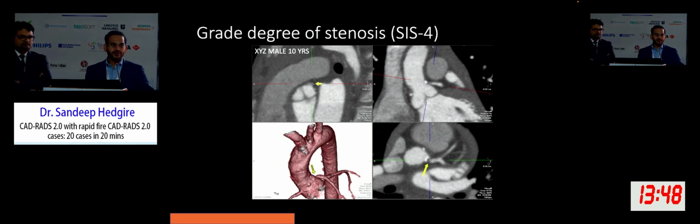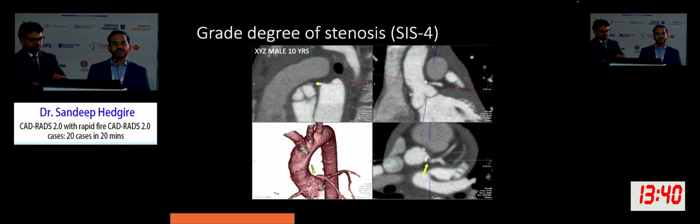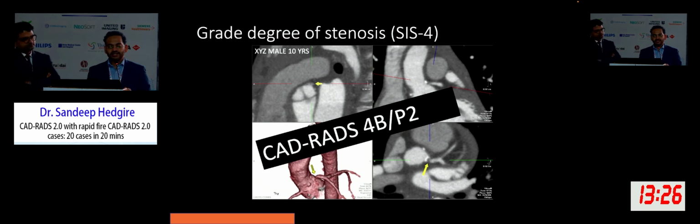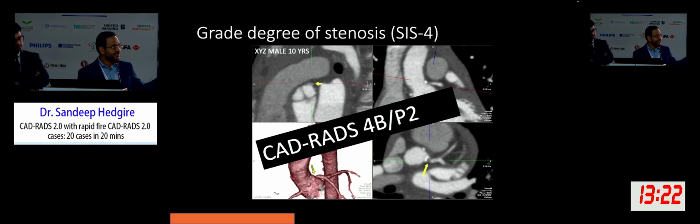Excellent. So please note that involvement of the left main, which is more than 50% stenosis, right? That threshold is different for left main. For left main it's 50%, for rest of the vessels it's 70%. So if you have a left main stenosis greater than 50%, it is automatically an upgrade to CAD RADS 4B. And because segmental score was 4, we rated it as CAD RADS 4B, P2.